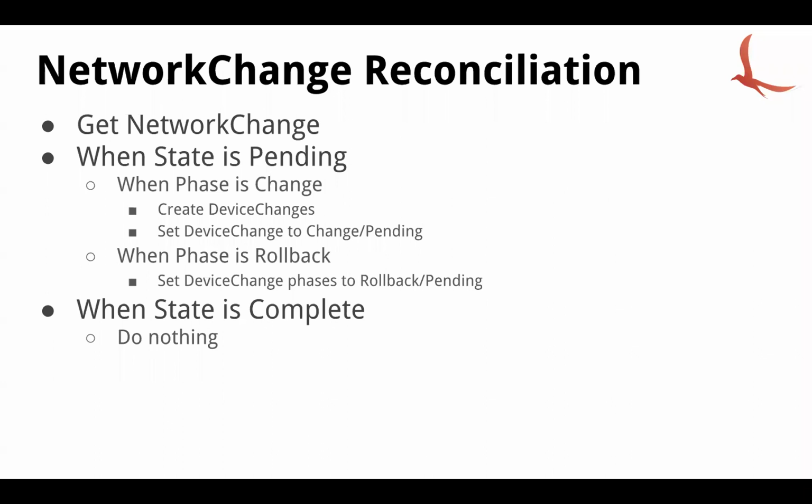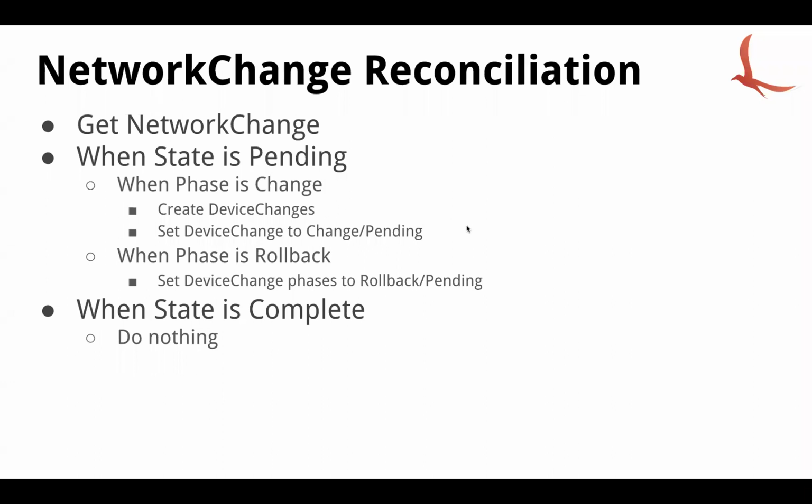So when the network change reconciler is called, it will go to the store and say get the relevant network change. If it's in the pending state, and it's in the change phase, it will create device changes, and then set those device change phases also to change, which I'll talk about the device changes in a second.